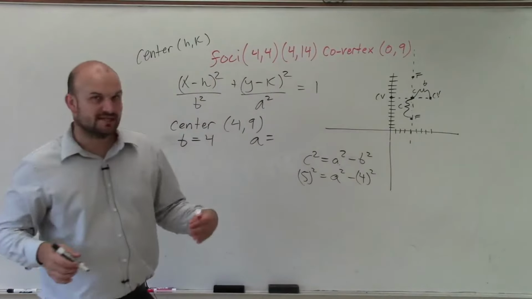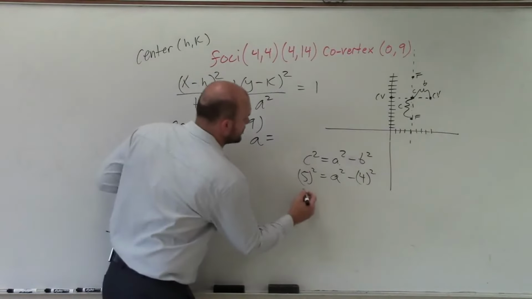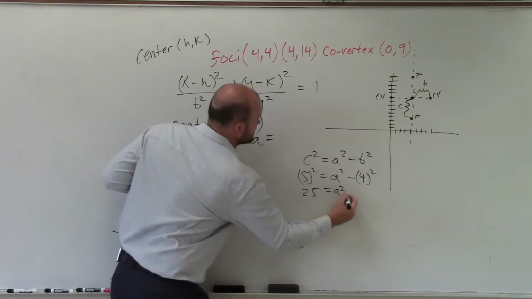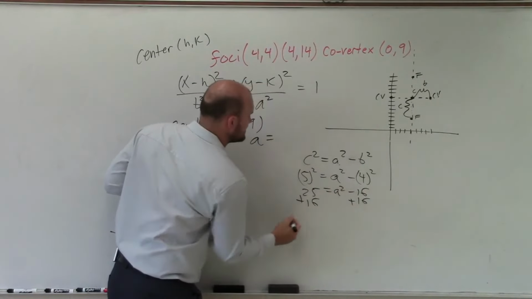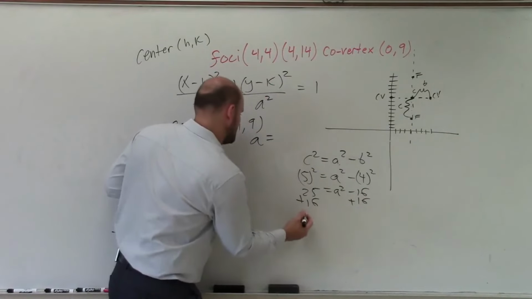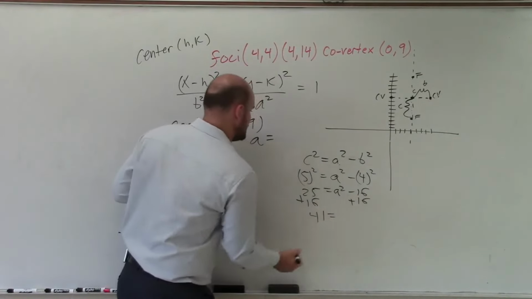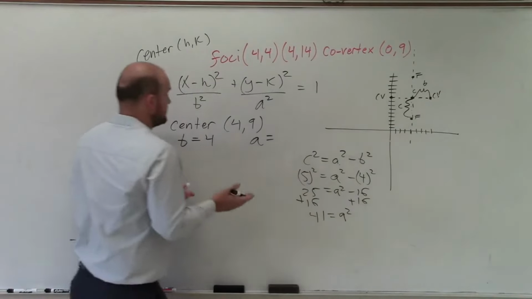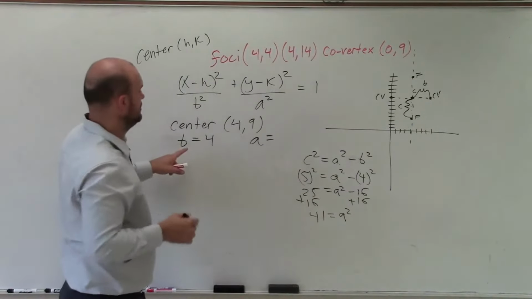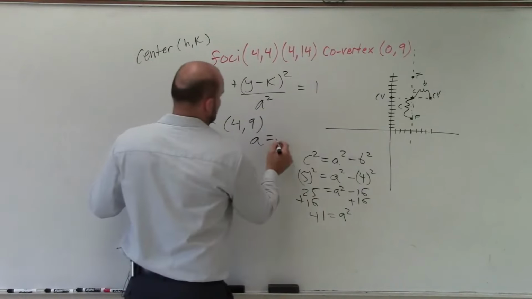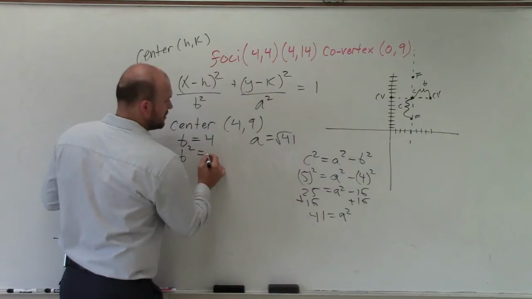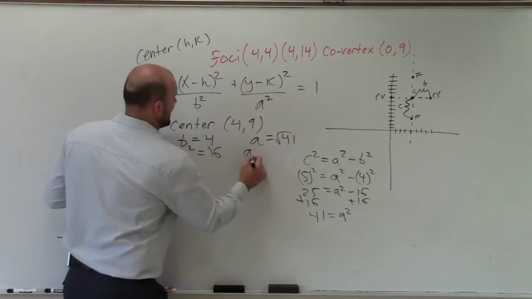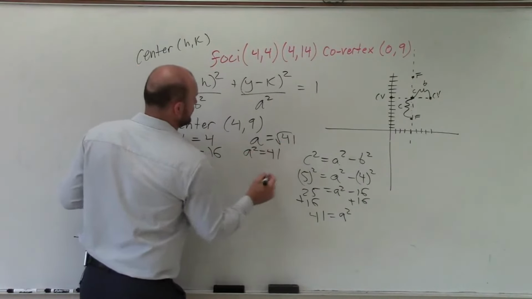All right, remember c is the distance from the center to the foci. So that becomes 25 is equal to a squared minus 16. Now I'll add 16, and I get 41 is equal to a squared. So therefore, ladies and gentlemen, a would be the square root of 41. So we know b squared is equal to 16, and a squared is equal to 41.